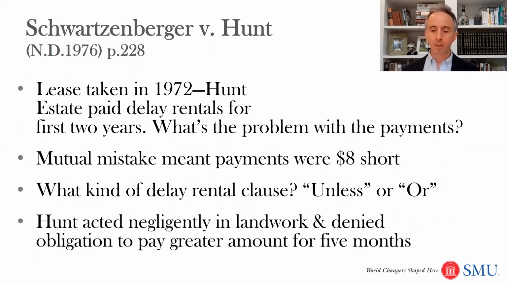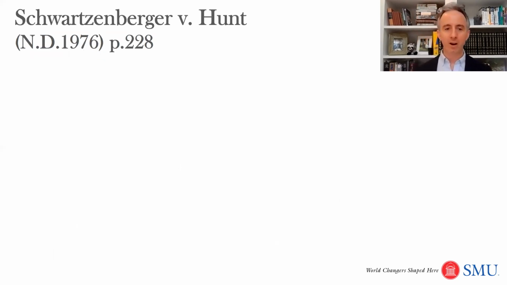And the problem is that Hunt basically was negligent in its land work. And at some point, it was notified by the landowner, and they said, wait a second, you owe us $8 more. And Hunt resisted that for 5 months. So they resisted paying that extra $8 for 5 months. How did this happen?